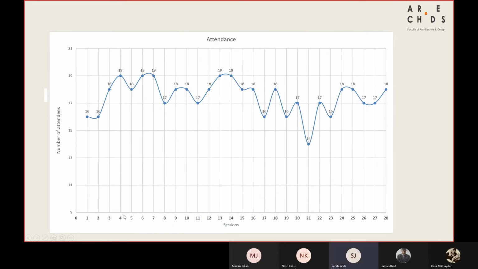And this graph shows us the number of attendees during the sessions. The number of students in this course was 19. So we can see that the average number of attendees was between 17 and 18.